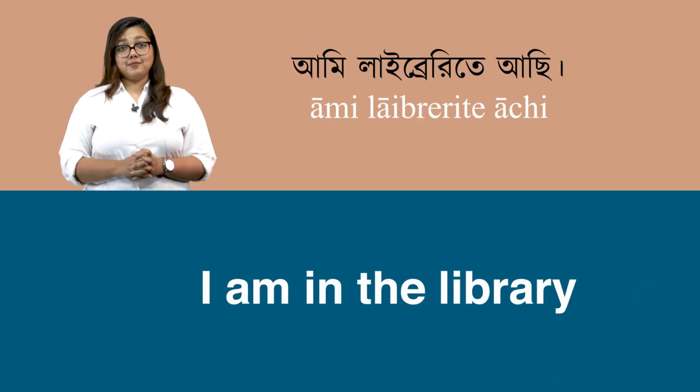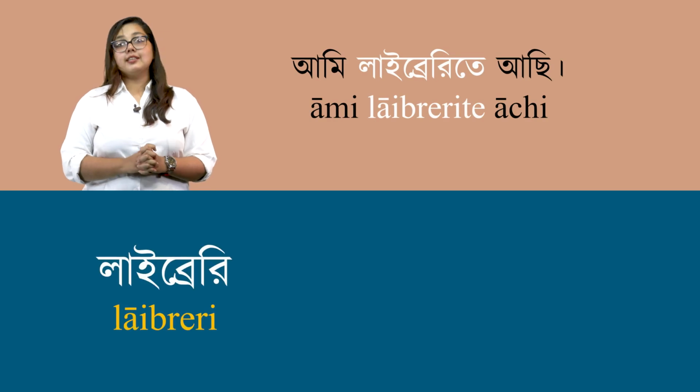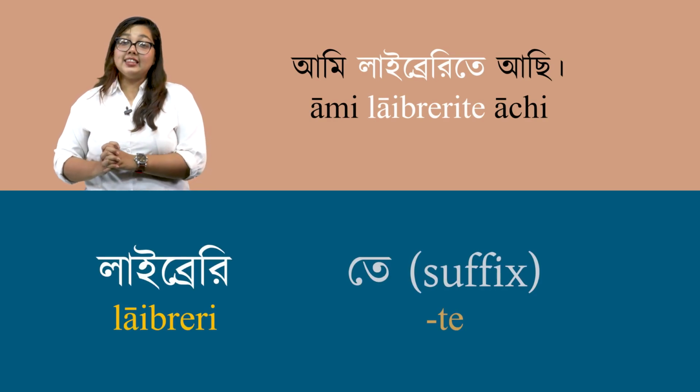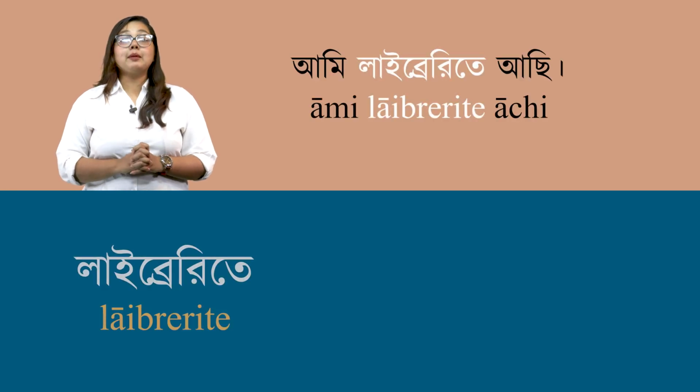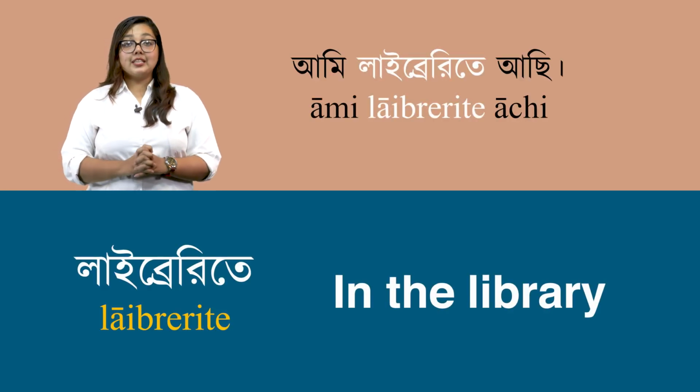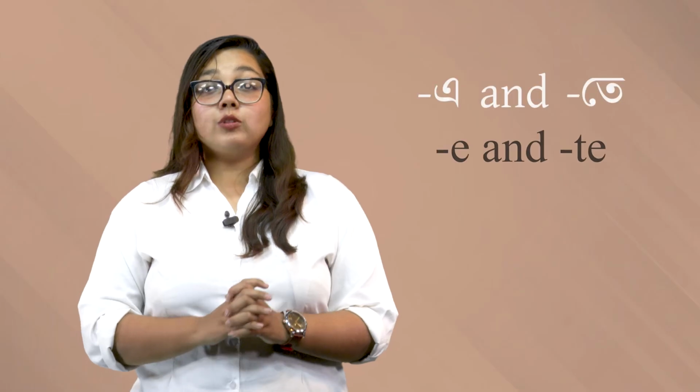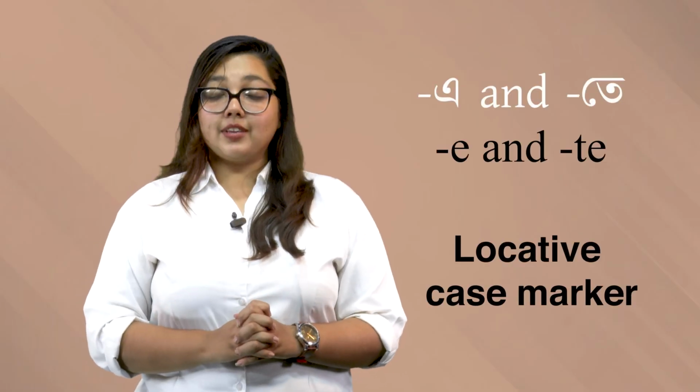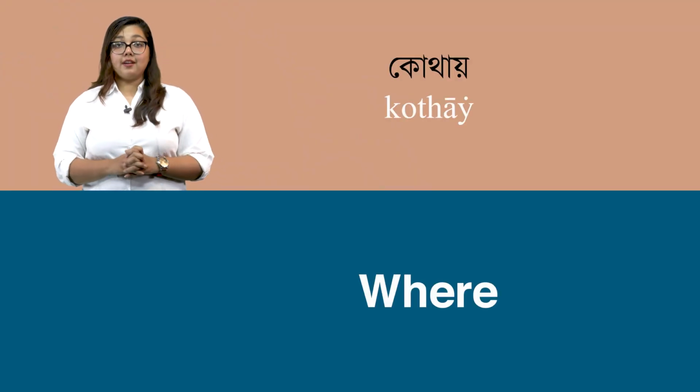In reply, Amita said, Ami library-te achi. The new word library is a loan word and it has a te suffix. The word library-te means in the library, specifying her location. Both e and te are locative case markers. The question word kothay, meaning where, might seem familiar to you as we have already encountered these words in the first lesson. Again, we will see the continuation of the previous conversation of Raju and Amita about other people.